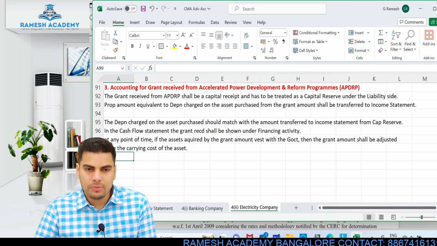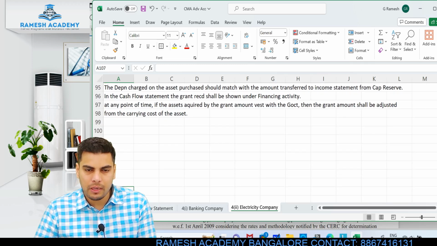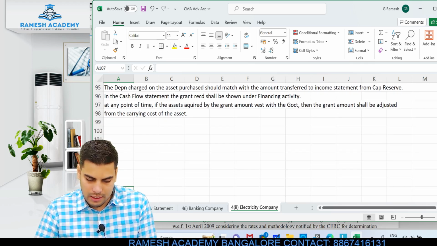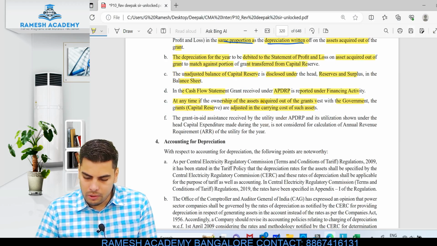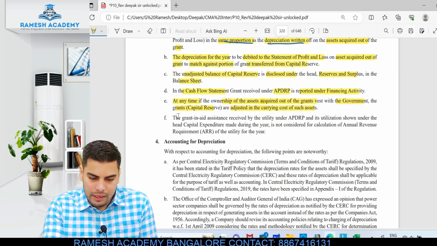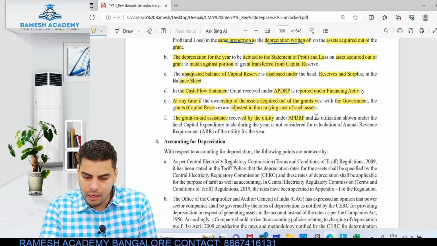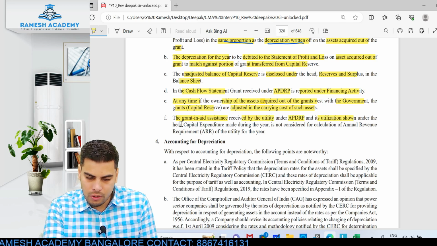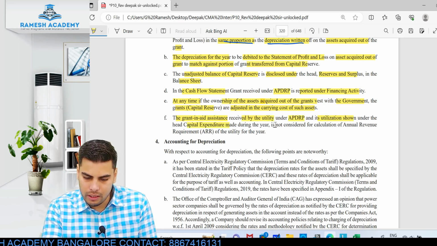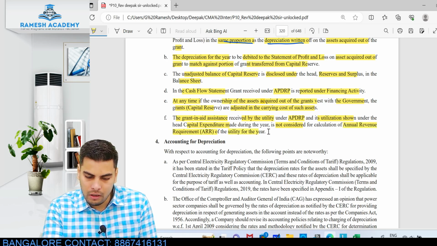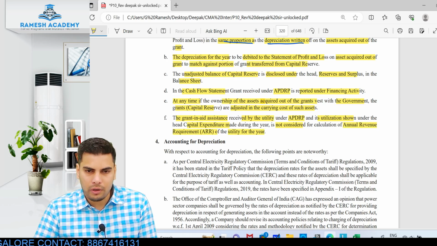So in that case, this particular grant amount will get adjusted from the carrying cost of this particular asset. Alright. So let's look into this last point. The grant in aid assistance received by the utility under APDRP and the utilization shown under the head capital expenditure made during the year is not considered for calculation of annual revenue requirement of the utility for the year. Okay, so not an important point.